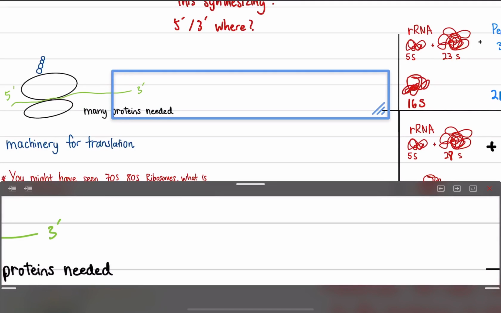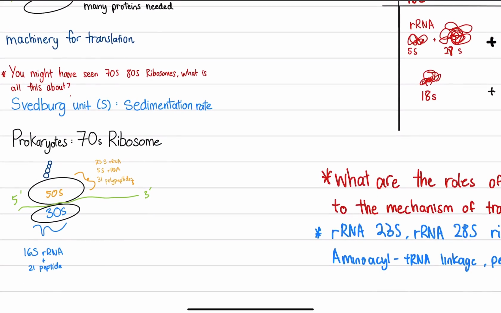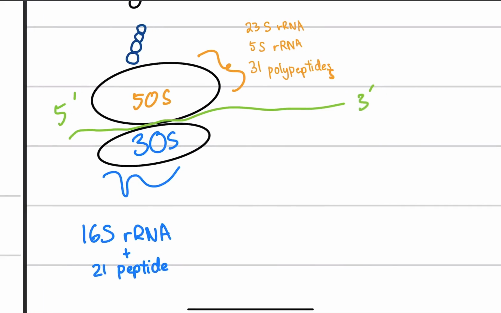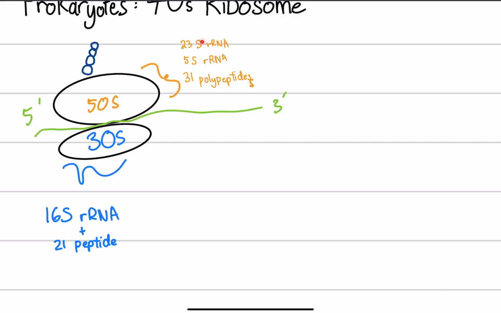This is the machinery that's needed for translation. We've talked about the difference of 70S and 80S ribosomes, and we've also talked about the Svedberg unit, which is the sedimentation rate, really. So prokaryotes have a 70S ribosome, and for MCAT students, this is good to memorize because we will discuss what these different subunits are, specifically the 23S over here, later on. The prokaryote's large subunit is the 50S subunit, and the smaller one is a 30S.